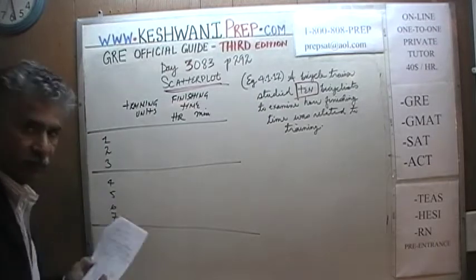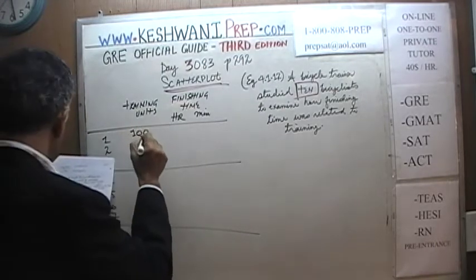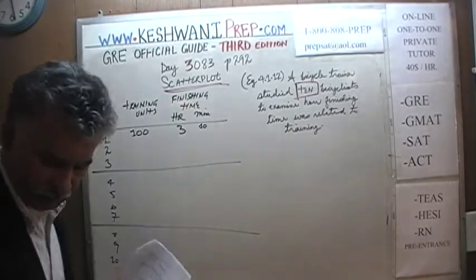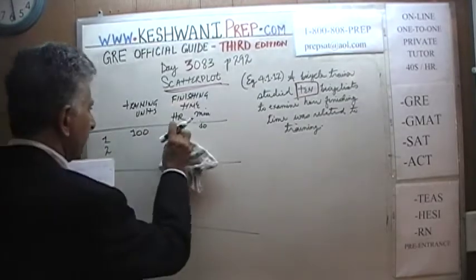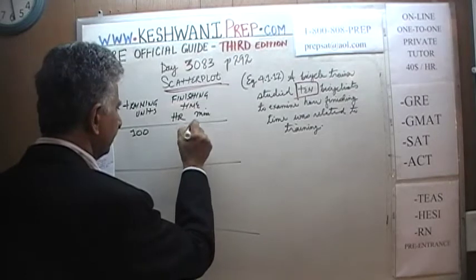1, 2, 3, 4, 5, 6, 7, 8, 9, and 10. Just 10 people, that's all it is. And here's what we're told. The first guy trained for 100 units and he managed to finish in 3 hours and 10 minutes. I'm not going to put them so far away, even though it says hours and minutes, we're going to put them together, because it looks ugly to me if you put them so far away.